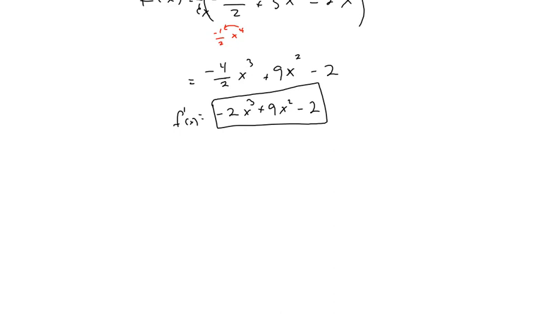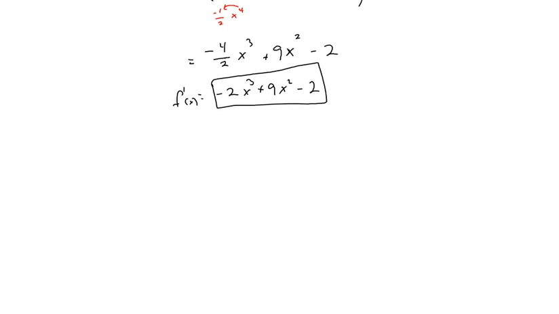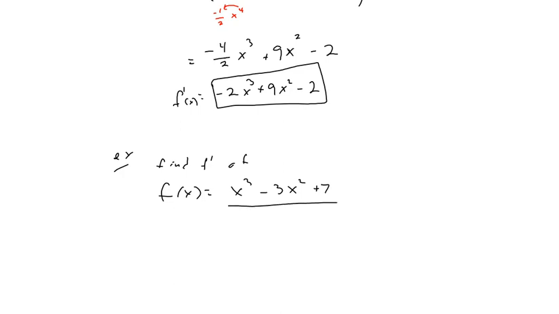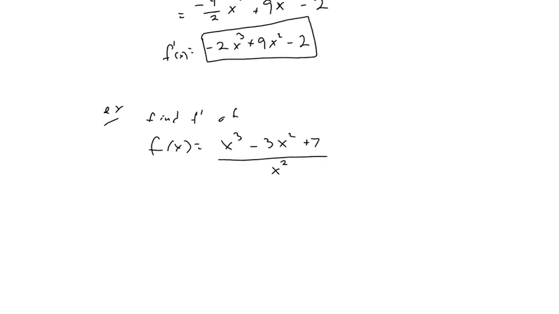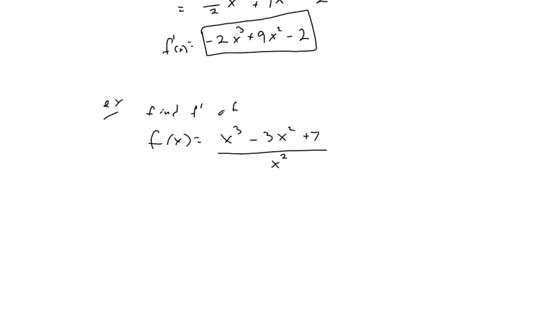All right. What if, let me do one more example. What if I gave you something like find f prime of f of x equals something like this: x cubed minus 3x squared plus 7 over x squared. What do you do here? It's a complicated looking fractional problem. If we tried to do this the long way, oh man, we would be toast.